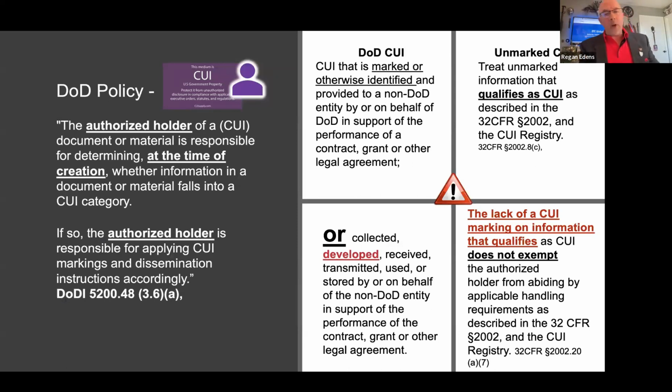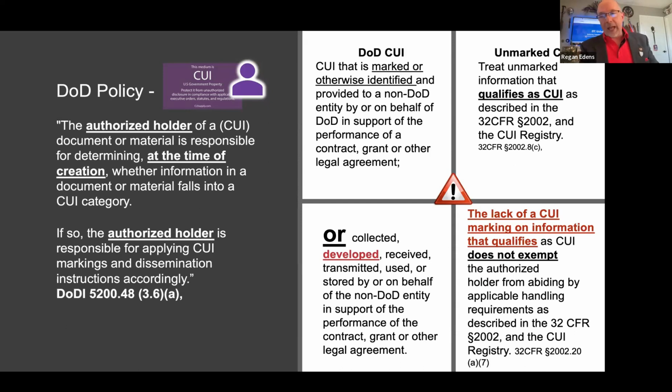So now that we've set this base, we're getting deeper into the water. It's important that you know that the DoD policy, as I've said over and over again, requires that the authorized holder, at the time of the document or material's creation, determine whether or not the information falls into a CUI category, and then mark it appropriately and disseminate it according to the appropriate instructions. The 32 CFR requires that unmarked information that qualifies as CUI be protected exactly the same as all of the requirements and marking requirements under 32 CFR 2002. So you have to treat information that qualifies as CUI as CUI.